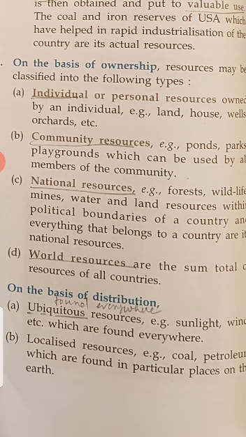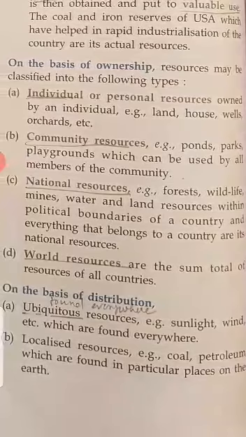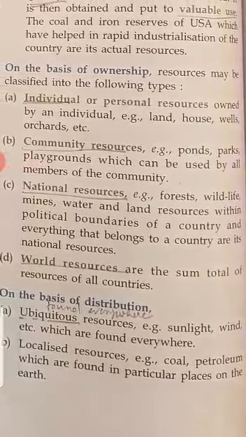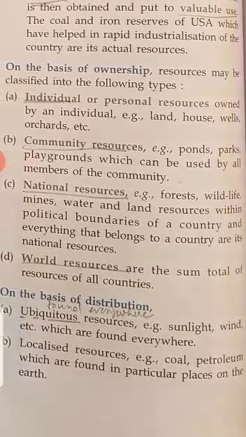Now coming to point B, localized resources, for example coal, petroleum, which are found in particular places on the earth. Like Jharkhand is special for its coal mines. The same in Odisha also. There are many coal mines, Jaria, Badbil, Joda, all these places have a lot of coal mines, and these are the localized resources.